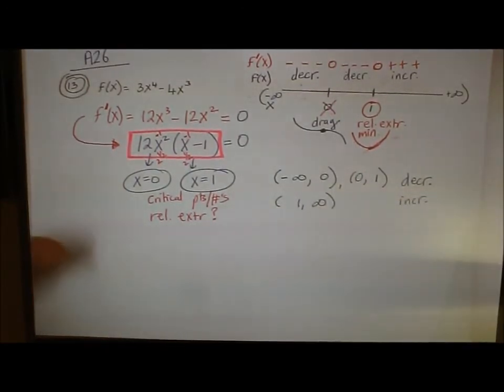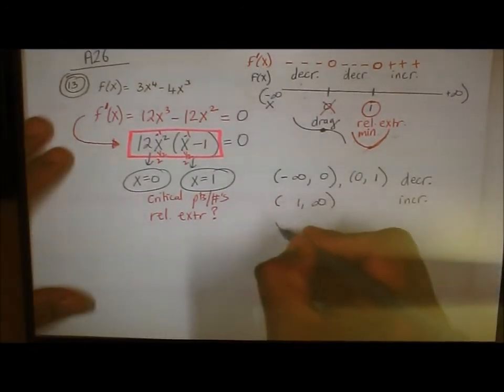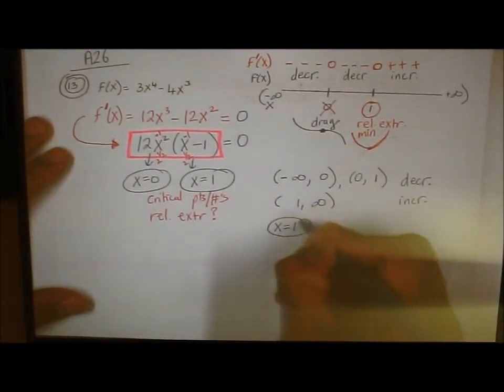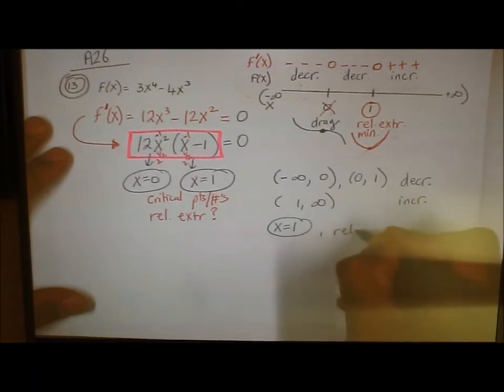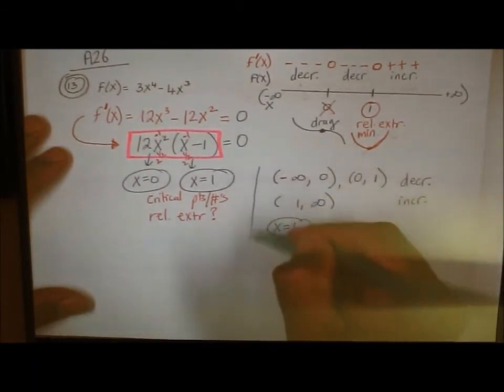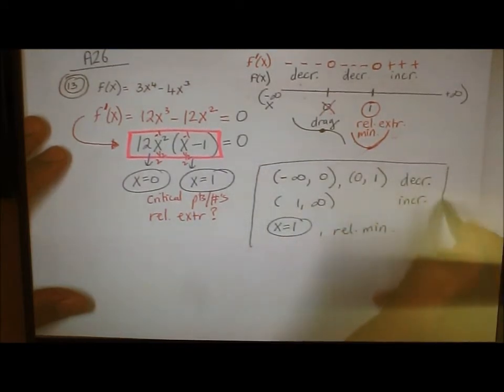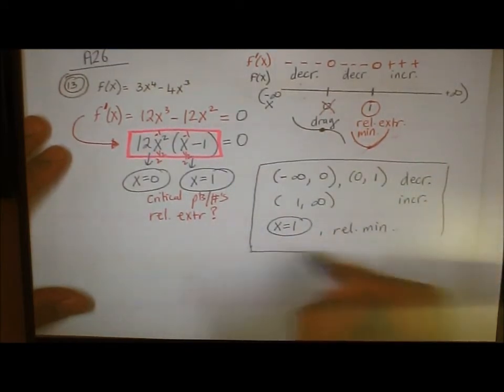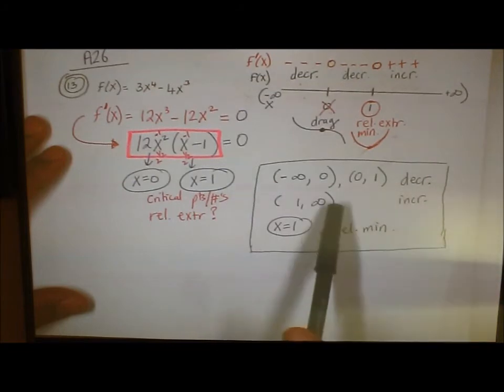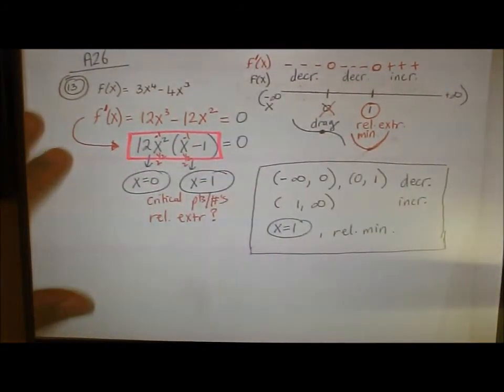And then they also want you to list out any relative extrema. So I only have 1. At x equals 1, I have a relative extrema. More specifically, I have a relative minimum. So usually your final answer is only acceptable in this notation, and the sign chart is not acceptable.